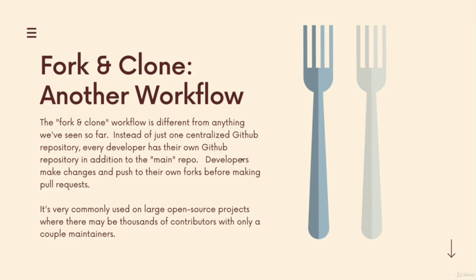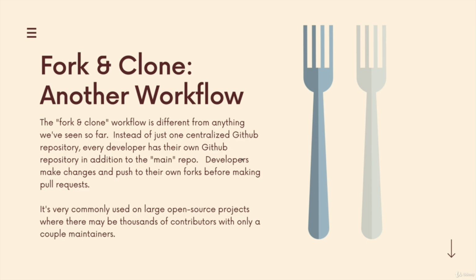I'm calling it fork and clone, or forking and cloning. It's a different approach to what we've seen so far. So this is a workflow where instead of just one centralized repository on GitHub, every developer has their own GitHub repository in addition to some main centralized repo. And then individual developers can make changes and push to their own versions, their own forks, before making pull requests. So I'm going to diagram all this, and hopefully it makes sense.